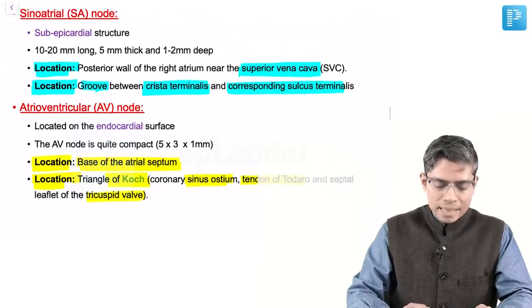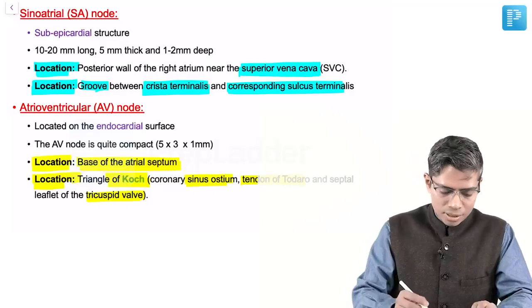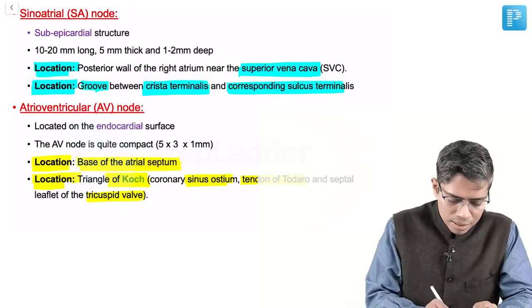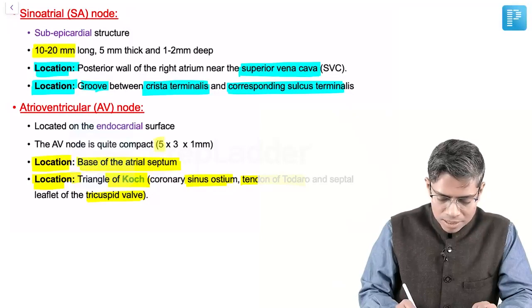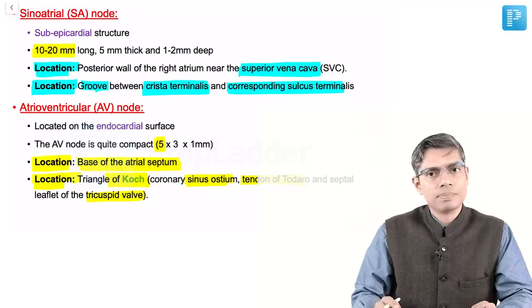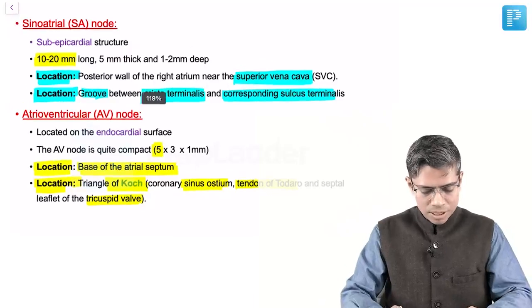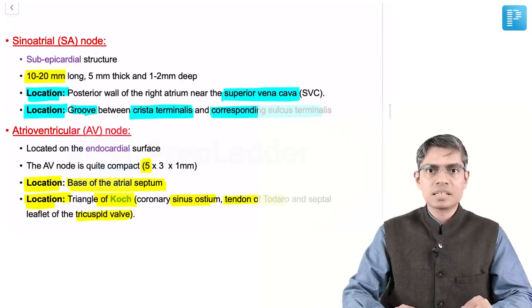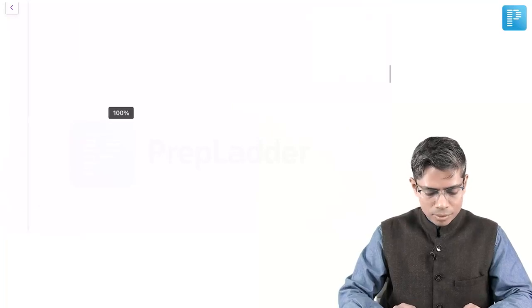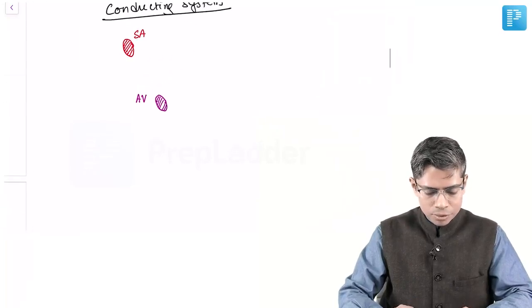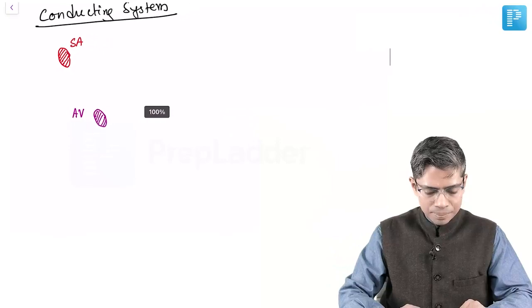If you look at the length of this structure, then SA node is 10 to 20 millimeter long, but AV node is a smaller one, that is 5 millimeter long, right? So this information sometimes can be asked in MCQ, so try to note down this point. Now we are going back to our original diagram. So this SA node and AV node.